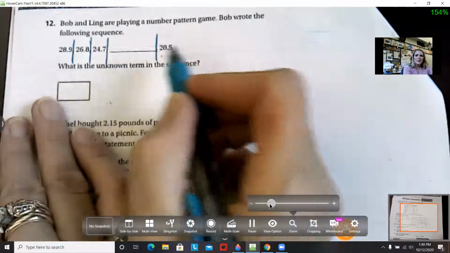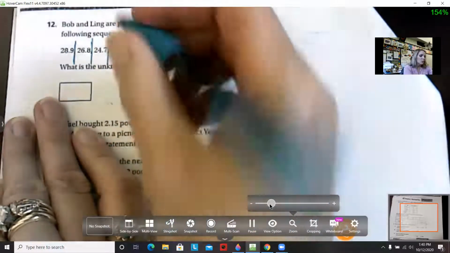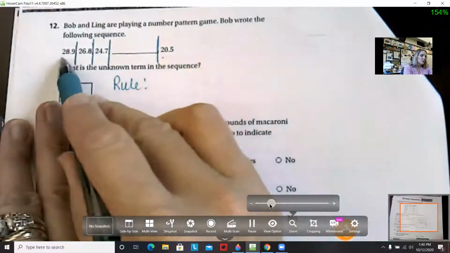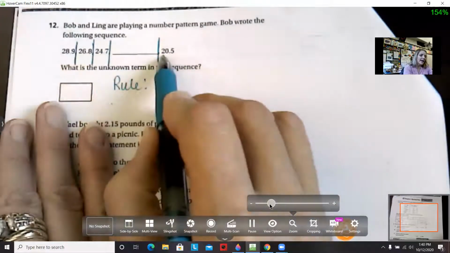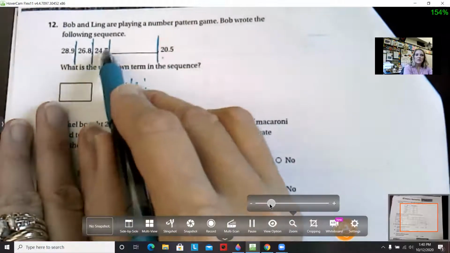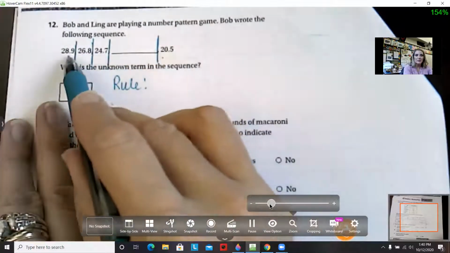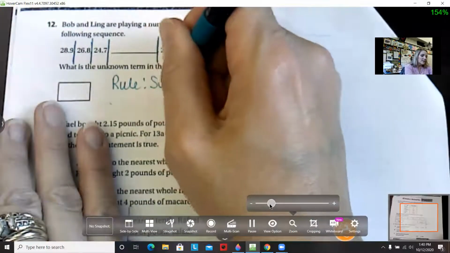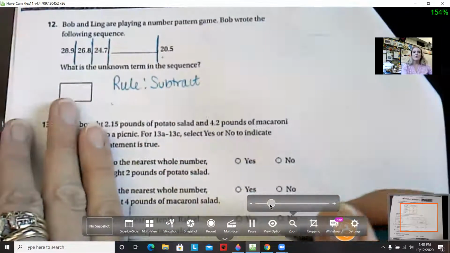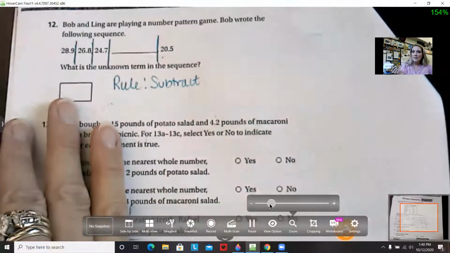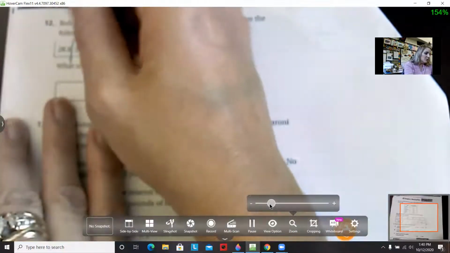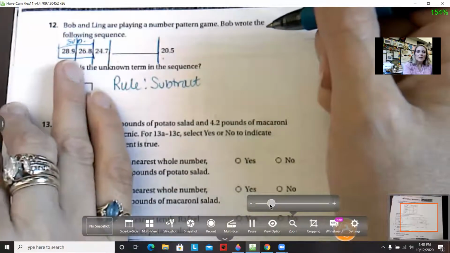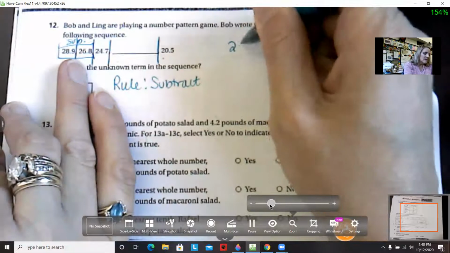Okay, first, we can't really find that unknown number until we find a rule. Okay, so look at my numbers. Are they increasing? That means I'm going to add. Or if they're getting smaller, decreasing, that means I need to subtract. From 28, 26, 24 down to 20, of course, my rule is to subtract. My numbers are definitely getting smaller. Now, what do I subtract? Well, if you take the first 2 terms and subtract them, you will find out. What number goes on top, 28 or 26?